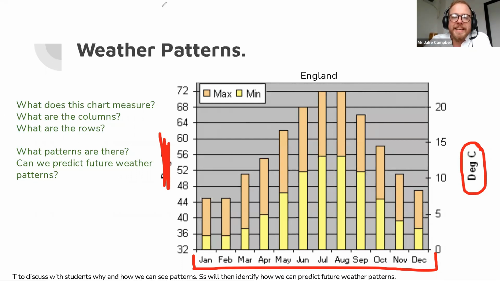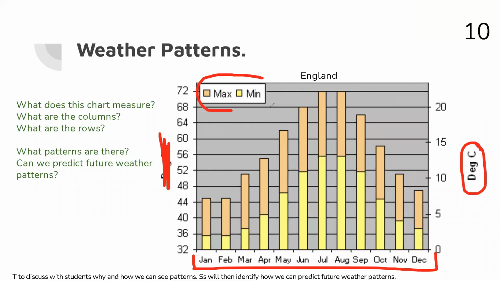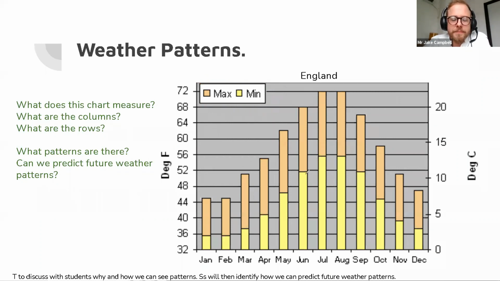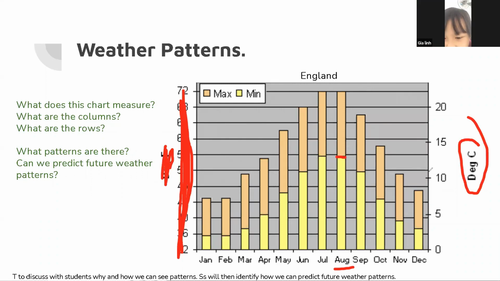We are given a key in the corner, and this tells us yellow is the minimum temperature of that month, and orange is the maximum temperature of that month. So, Steve, if yellow is the minimum temperature of each month, what is the minimum temperature of Berlin? Can you tell me the minimum temperature in August? Middle of 10. So what do you think that's going to be? 13 degrees we'll go for, because it goes to about there.